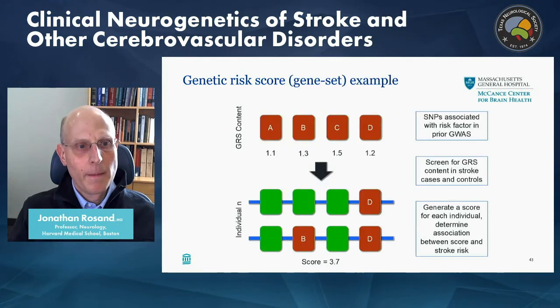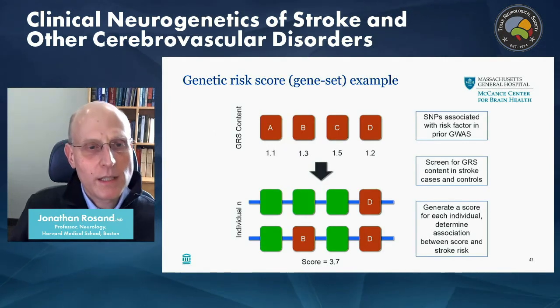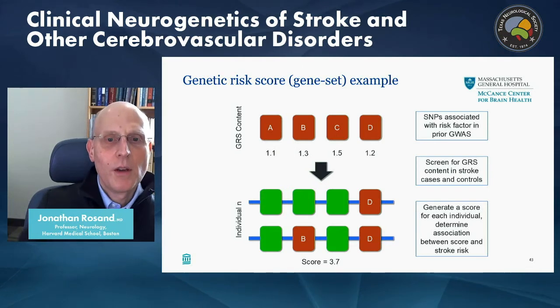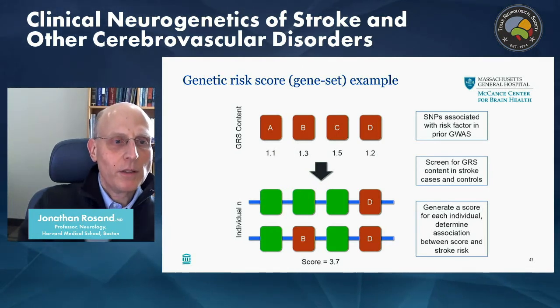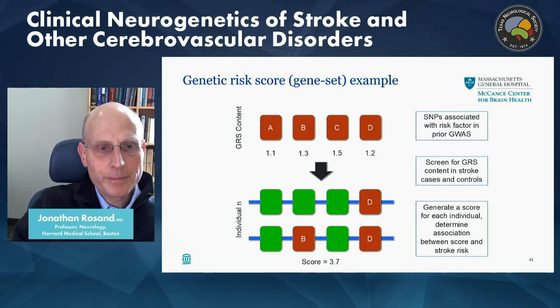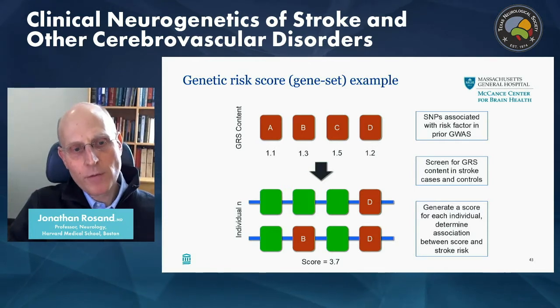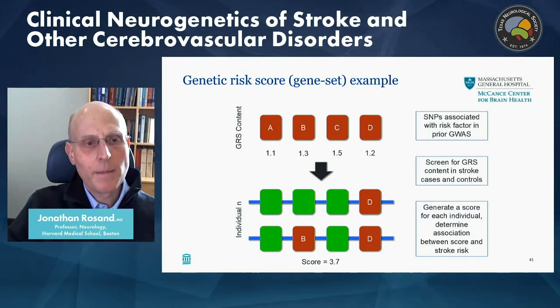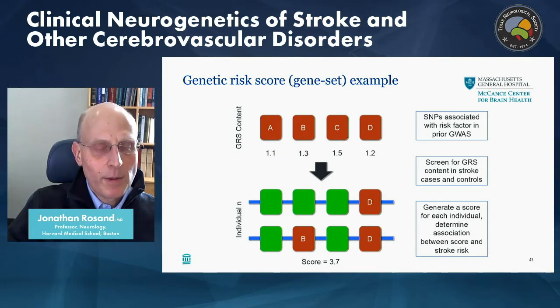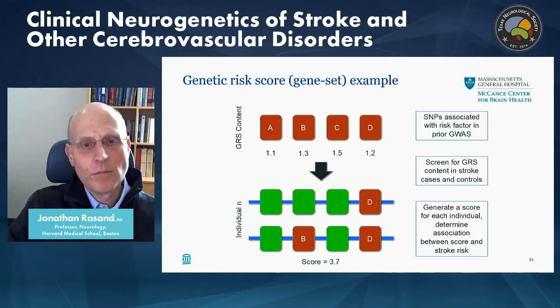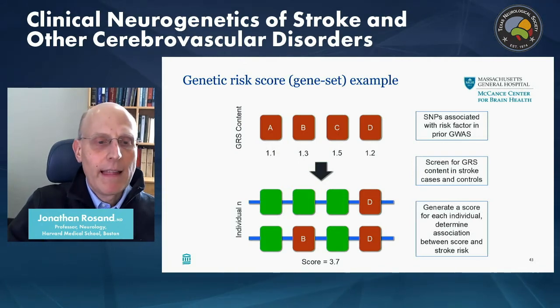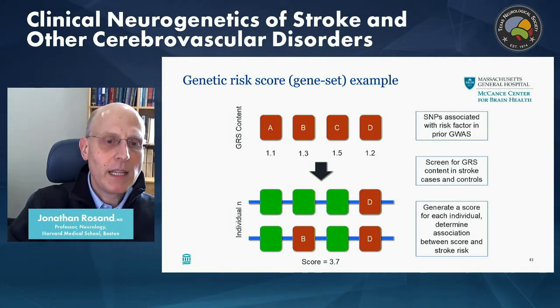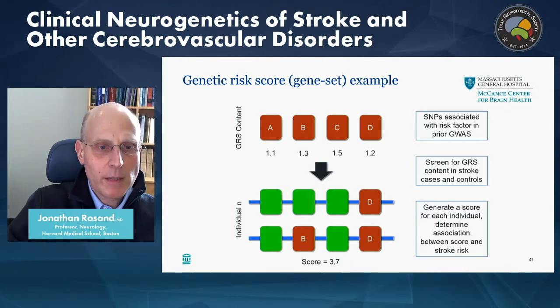So what is it that a polygenic risk score does? Well, basically, if you think about looking across the entire genome, and in this case, we have four SNP regions, four SNPs, A, B, C, and D. Each red SNP has a small effect on a trait. Let's say it's stroke. And you basically take each individual and count the number of SNPs.